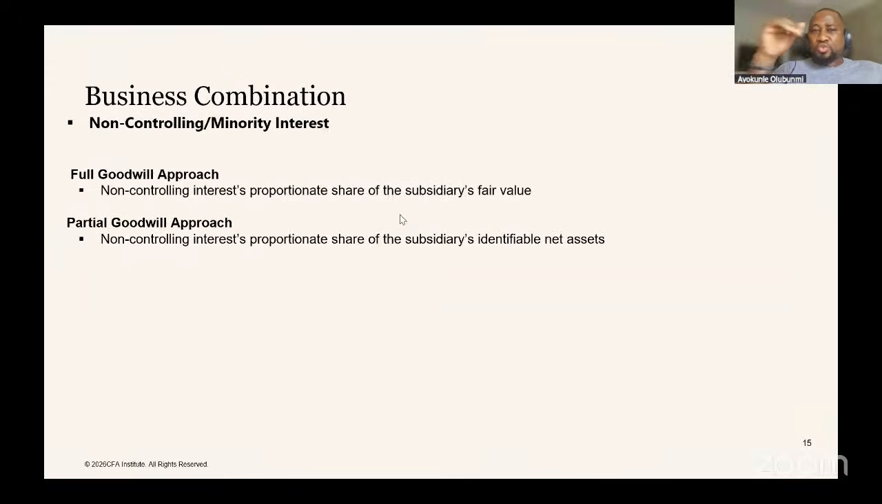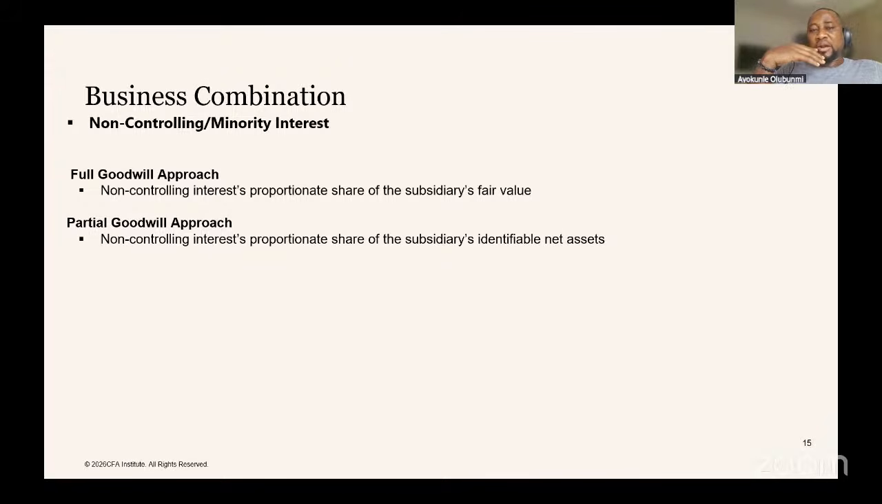Now I mentioned non-controlling interest. The next question is, how do you determine non-controlling interests? Now, the method that you use in computing goodwill is the one that determines the method that you use in computing non-controlling interests. So in the non-controlling interest or minority interest, we also have the full goodwill approach and the partial goodwill approach. If you use the full goodwill to calculate goodwill, you must also use the full goodwill approach to compute the what? The minority interest. And if you use the partial goodwill approach for goodwill computation, you must also use the same under the minority interest.